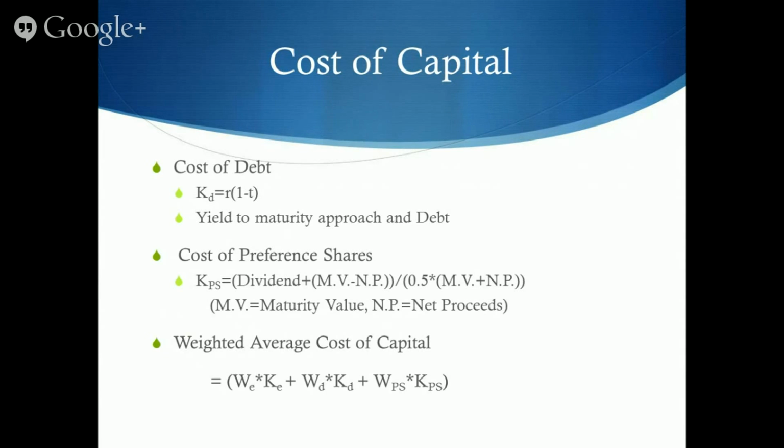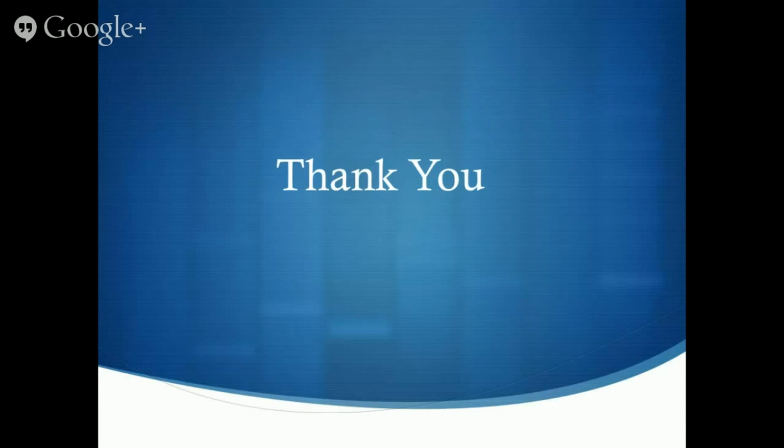And using all these, what we want to compute is the weighted average cost of capital, which would be weight of equity into cost of equity plus weight of debt into cost of debt plus weight of preference shares into cost of preference shares. This is from us. We'd like to take up the questions now.